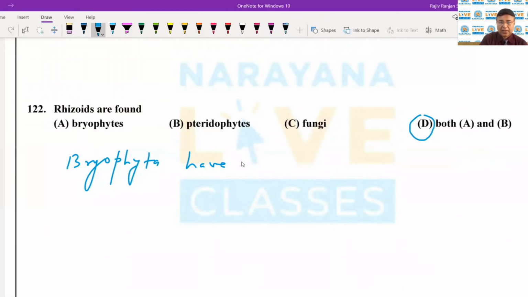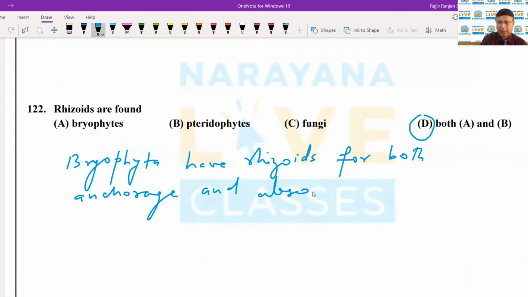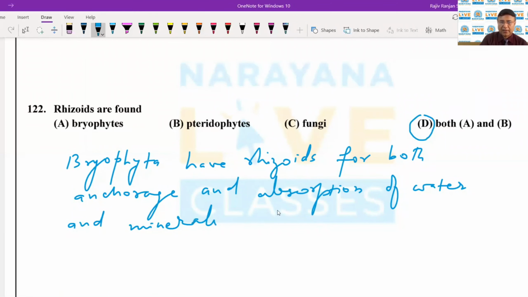have rhizoids for both anchorage and absorption of water and minerals from the soil. So all the bryophytes have got the rhizoids for this purpose.